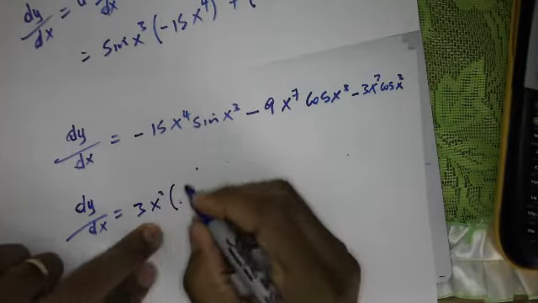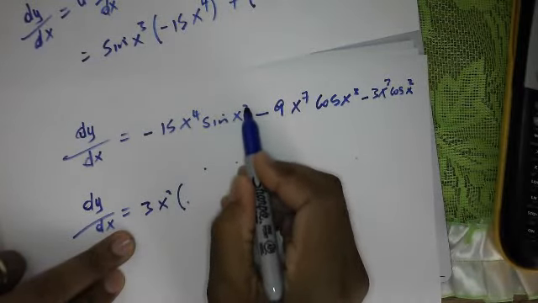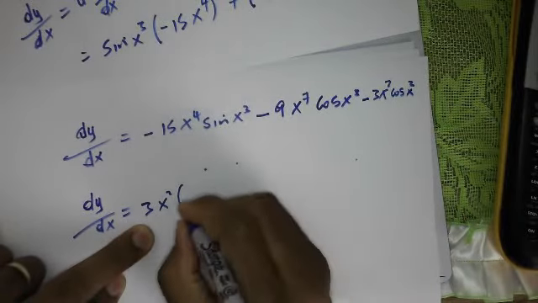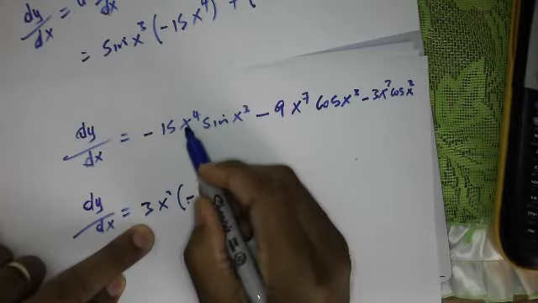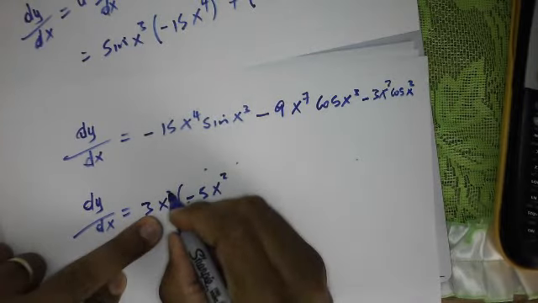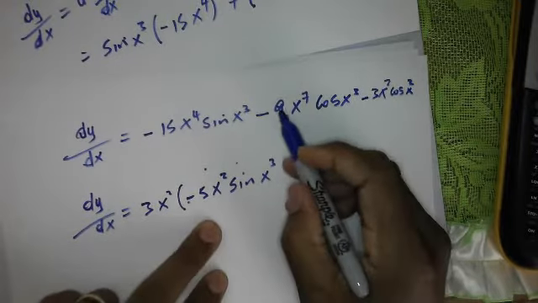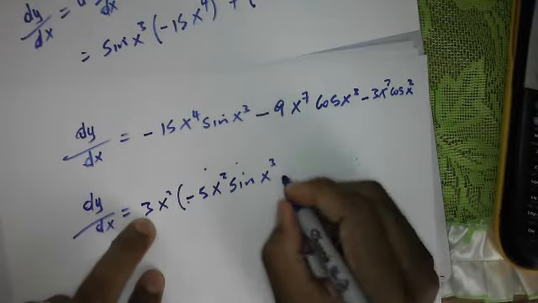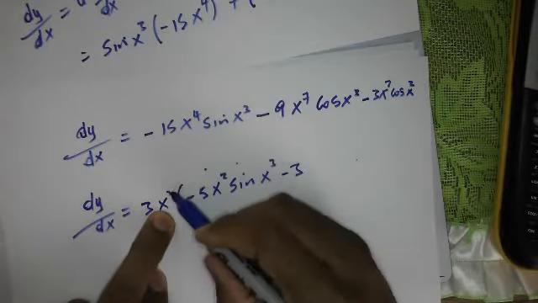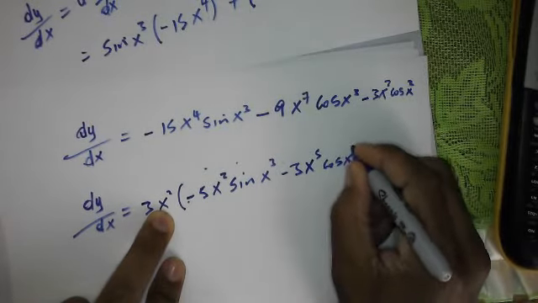So if I divide negative 15x to the 4th sine x cubed by 3x squared, when I divide the negative 15 by 3, I get negative 5 here. When I divide the x to the 4th by x squared, I get x squared here, because I subtract the 2 from this 4. Sine x cubed. Alright, let's come here now. When I divide this negative 9 by this 3, I get negative 3. When I divide the x to the 7th by x squared, I subtract the 2 from the 7 here, so I get x to the 5th cos x cubed.